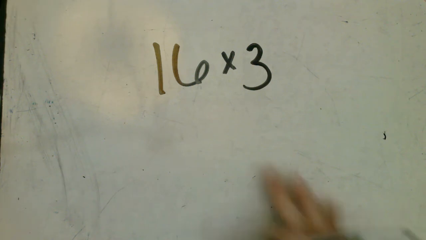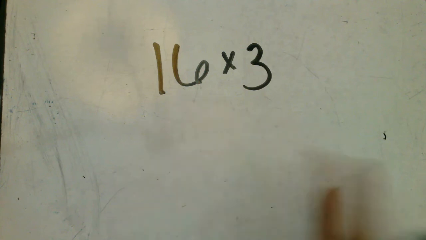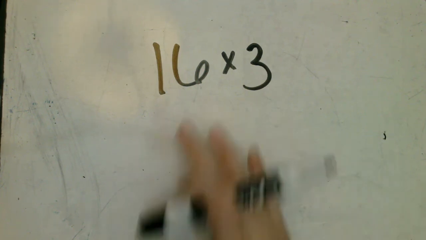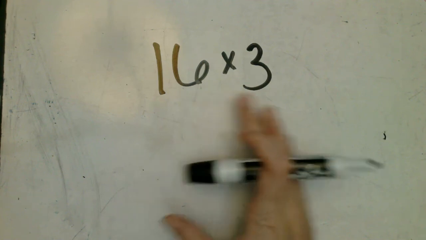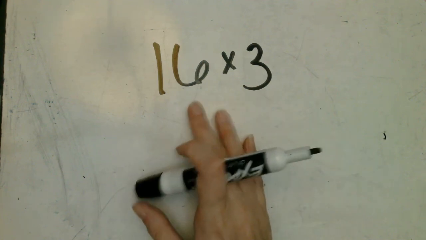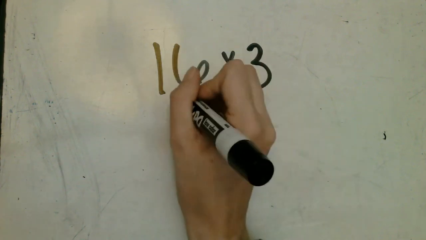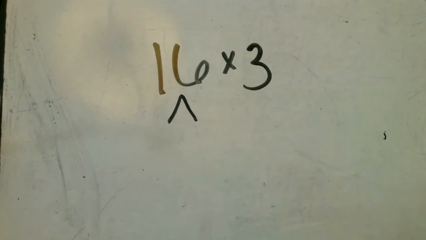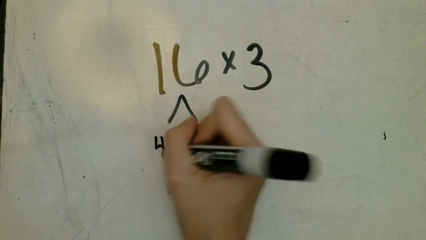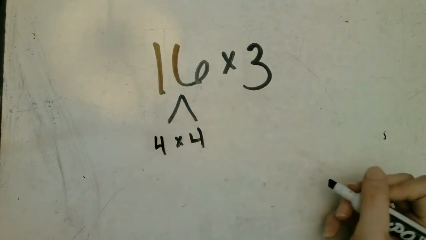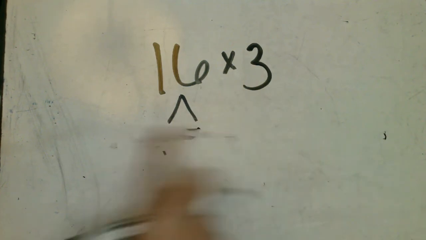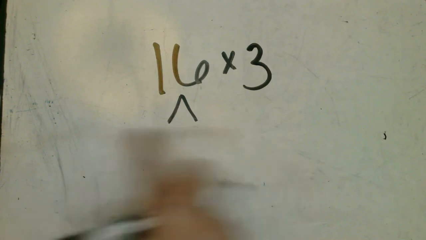16 times 3. Now, a double-digit number can be scary when it comes to multiplication because off the top of my head, I might not know what 16 times 3 is. Let's break 16 down into smaller numbers. What numbers can I multiply together to get 16? I know I can do 4 times 4 to get 16. What else could I do to get 16?